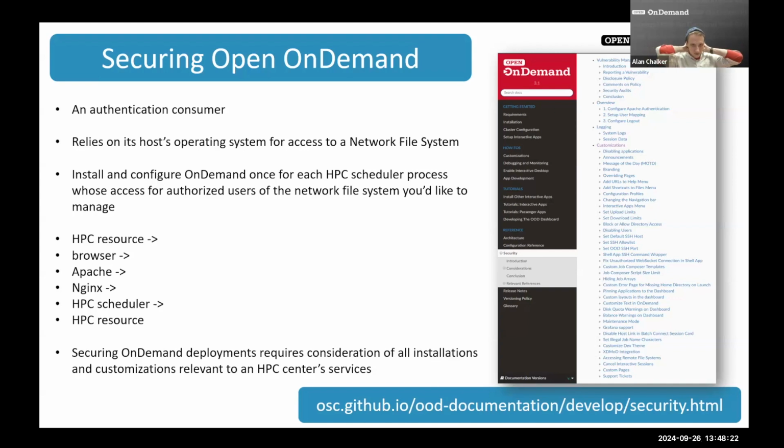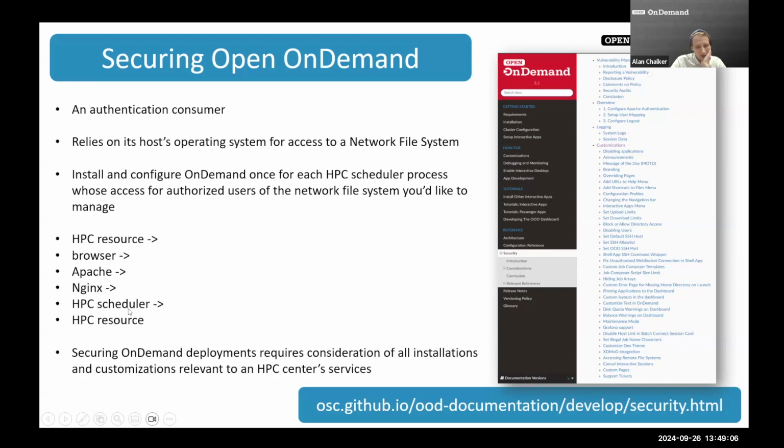And so, install and configure OnDemand once for each HPC scheduler process whose access for the authorized users of the network file system you'd like to manage. That's probably too complicated a way to say that maybe one instance of OnDemand for everything isn't what you want. Maybe you want OSC OnDemand, Classroom OnDemand, and Awesome OnDemand, because those different use cases have different resources attached to them, and that's how your center is organized. Or really, it's very open. So I just want you to think about how you could apply it to whatever your projects are.